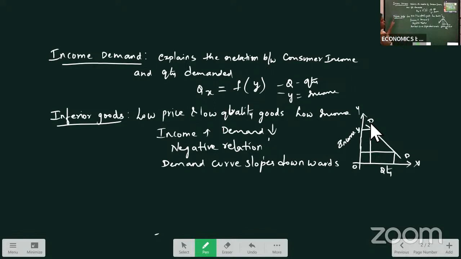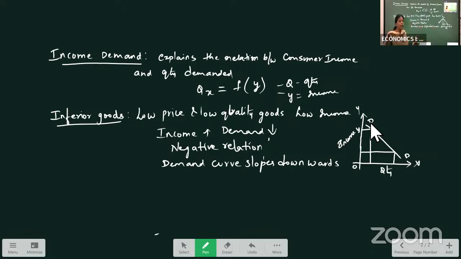Remember, inferior goods may come for 2 marks. So when they give it for 2 marks, you have to write the points. Inferior goods are goods which are of low price, low quality, and they are preferred by people when their income levels are low. In the case of inferior goods, if income increases, demand decreases. So there is a negative relation between the consumer's income and demand for inferior goods. When there is a negative relation, the demand curve will slope downwards. Clear?